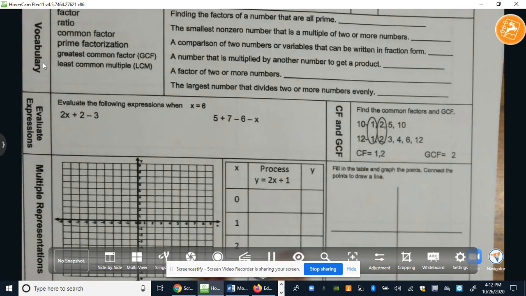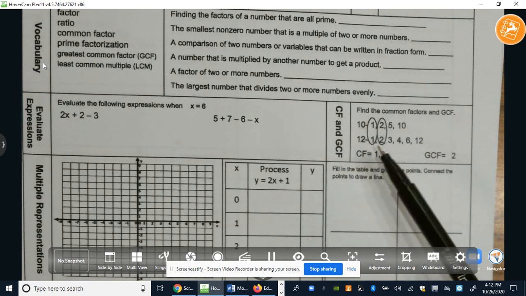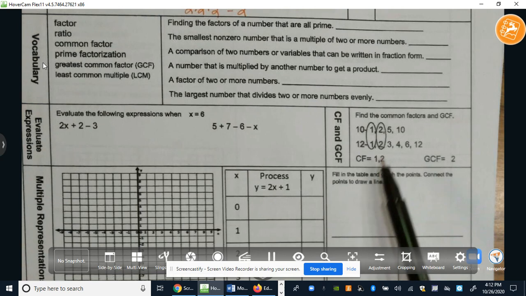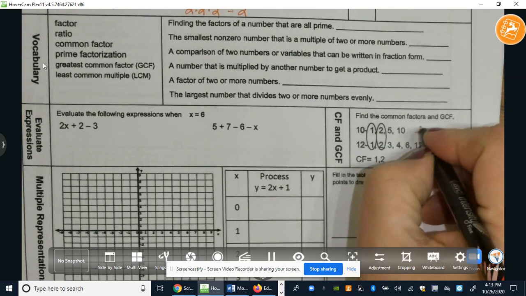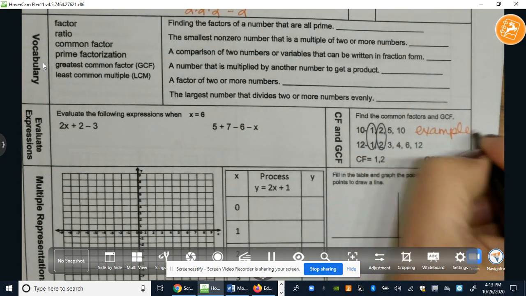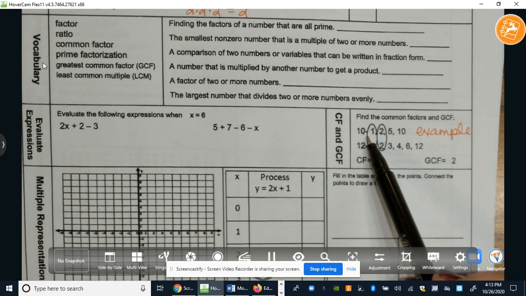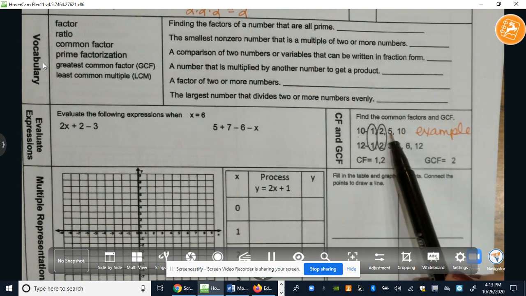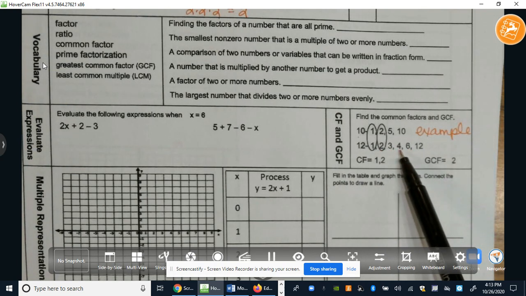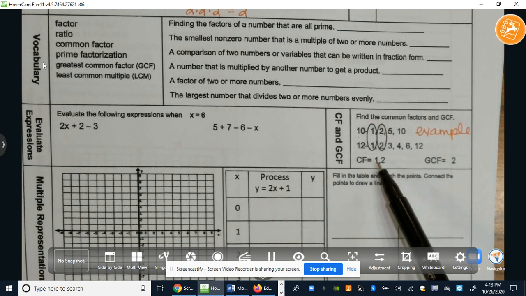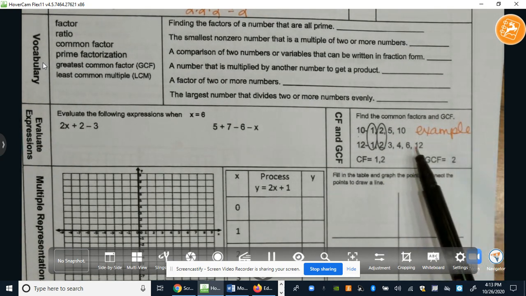You have your evaluate your expression, but you also have your CF and GCF, so common factors and greatest common factors. So your next builder, Builder 10, you will have one like this as well. This is an example of what you are to do. So on our next builder, you're going to set it up like this, because this is our example that's given. You're going to give the factors that make up 10: 1 and 10, 2 and 5. Give the factors that make up 12: 1 and 12, 2 and 6, and 3 and 4. You're going to circle your common factors. So they are 1 and 2. And the largest one, the greatest common factor, is 2. So that's how those will be done.